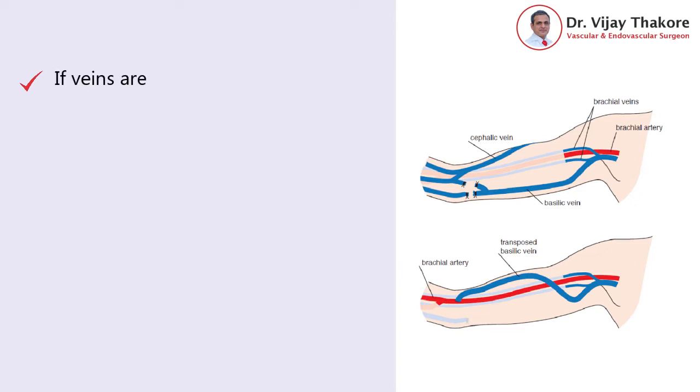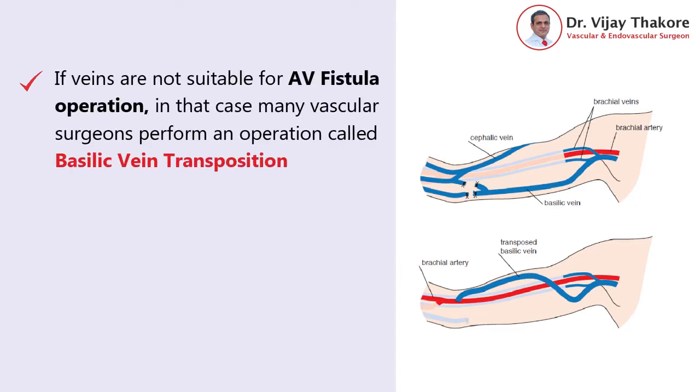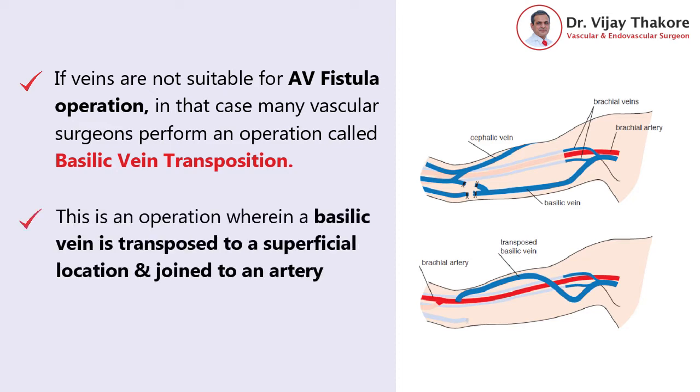If veins are not suitable for AV fistula operation, many vascular surgeons would perform an operation called basilic vein transposition, wherein the basilic vein is harvested from the elbow to the axilla, brought superficially, and stitched to the artery so that a long segment of vein can be made available for hemodialysis.